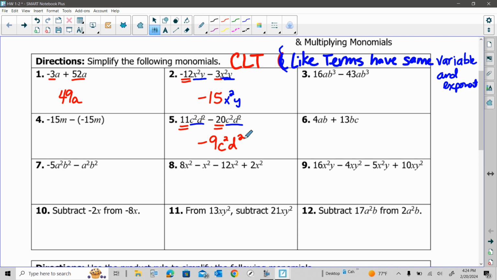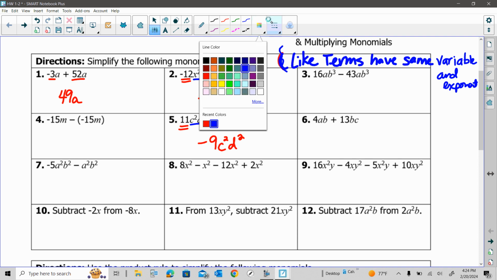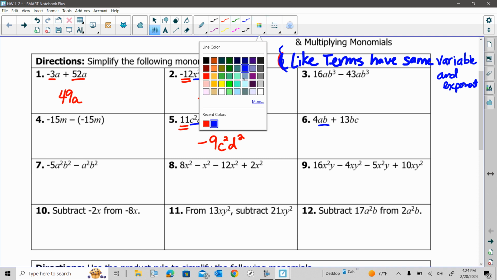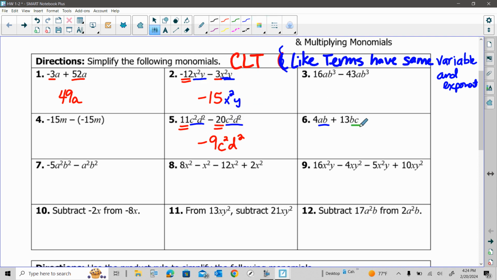Now, if they don't have like variables, like number 6 here, this is an AB, and then if I go to the next, this has a BC. These are not like terms. So if they're not like terms, then that is your answer. There is nothing else we can do here. We just keep 4A plus 13BC. This is the simplified answer. Okay.